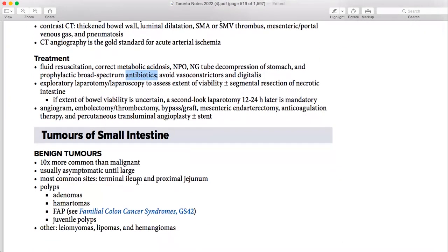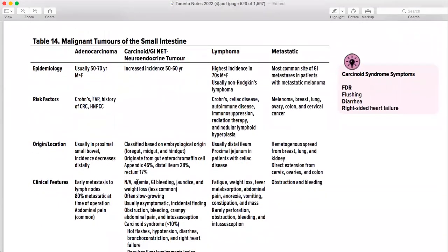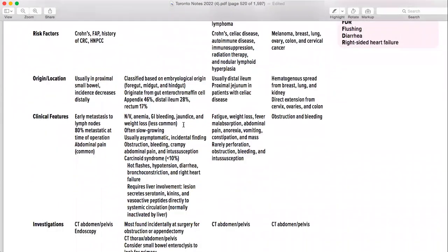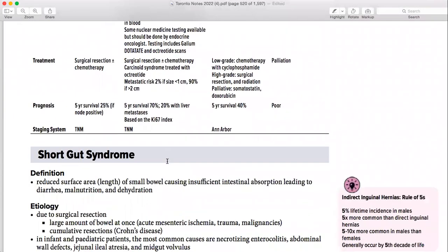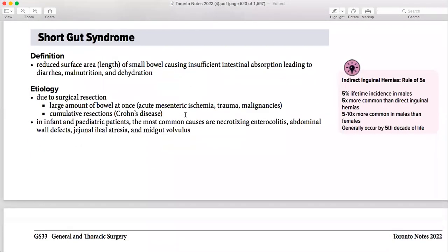Then comes the tumors of the small intestine. I mean, you can read these ones. It's not like all this CT scan is going to be done. So there's nothing I have to give about this.